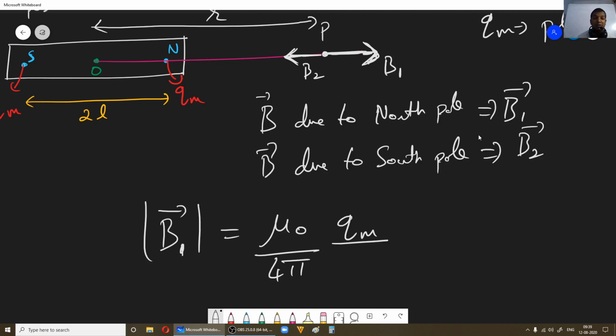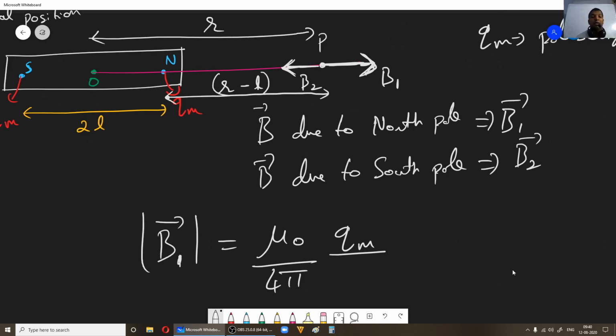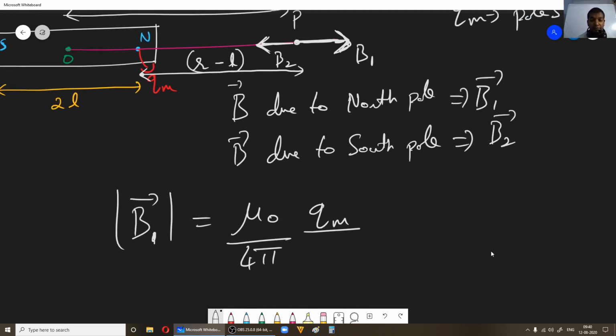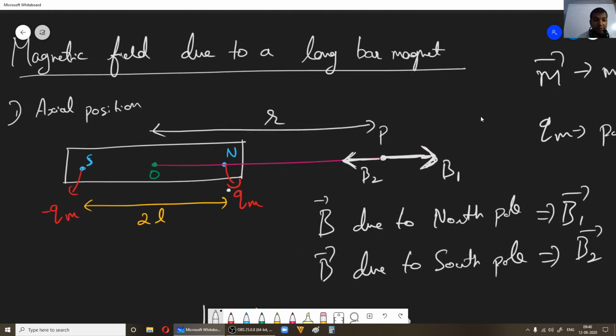Now what is this distance? The distance is r minus L. So this distance would be r minus L. Correct? Yeah, this is actually r minus L. I'll draw a little bit up. So this distance is r minus L.